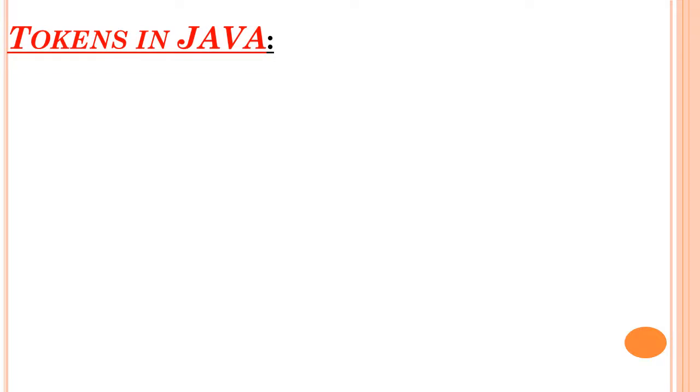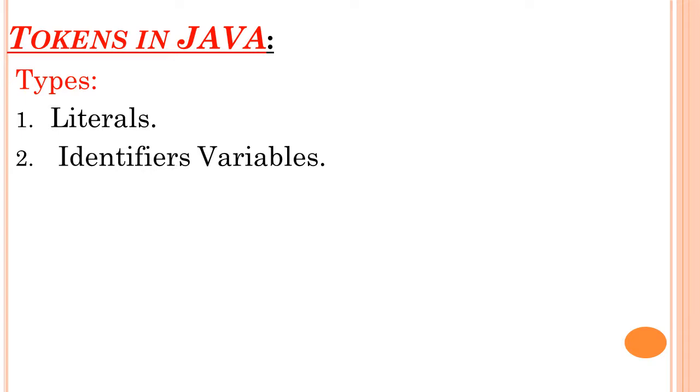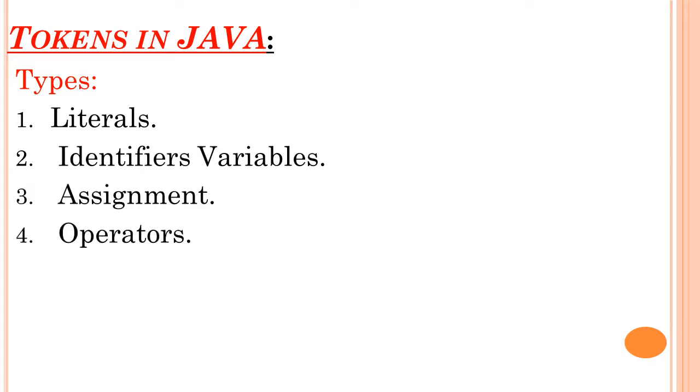First is about tokens in Java. What is the meaning of token? Each individual element in a Java program is known as a token, right? This I have explained in a previous class. What are the types of tokens? There are 4 types. First one literals, second one identifiers, third one assignment, fourth one operators. In the previous class I have explained the first type of token, that is literals. Today I am going to explain identifiers as a variable.